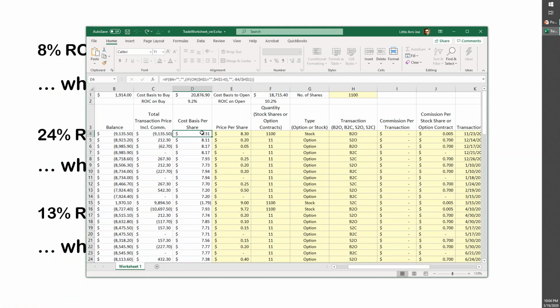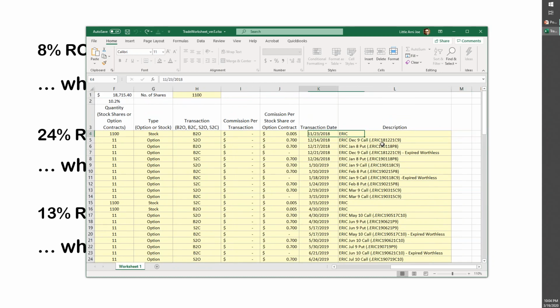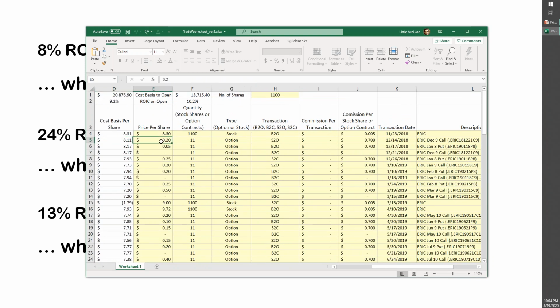And here's what I want you to notice about this trade. So I bought 1,100 contracts on Ericsson. And then I sold my December 9 call. I wound up making 20 cents. So I paid $8.30, as you can see here. I made 20 cents, and then I bought my protective put. So that cost me 5 cents. You can watch, including commissions, what's happening over here. So $8.31, that includes the commission.